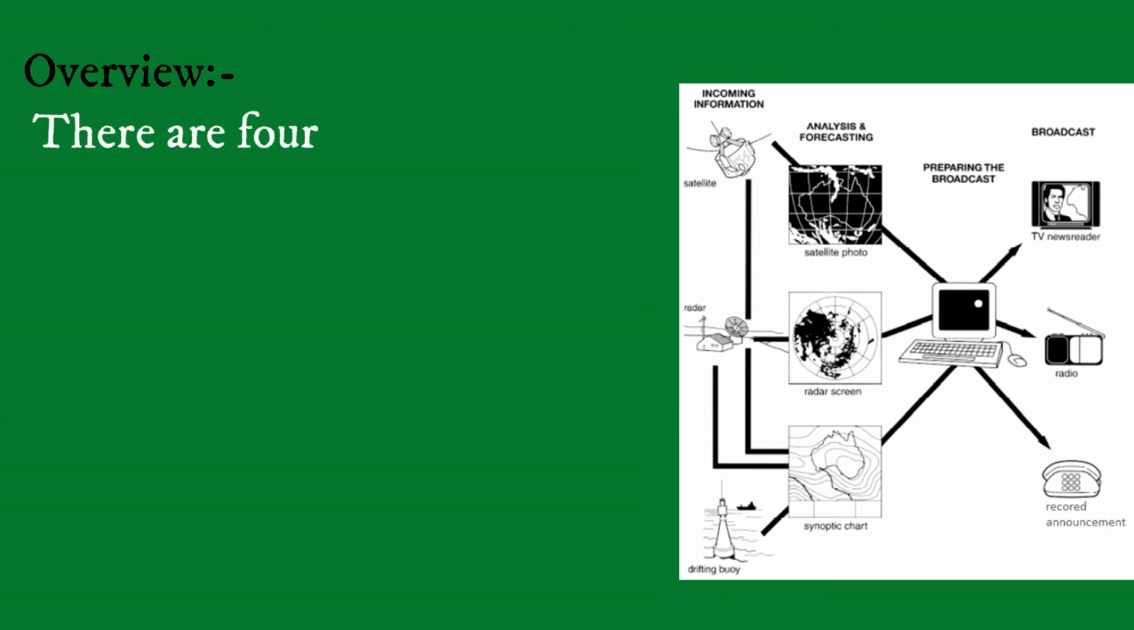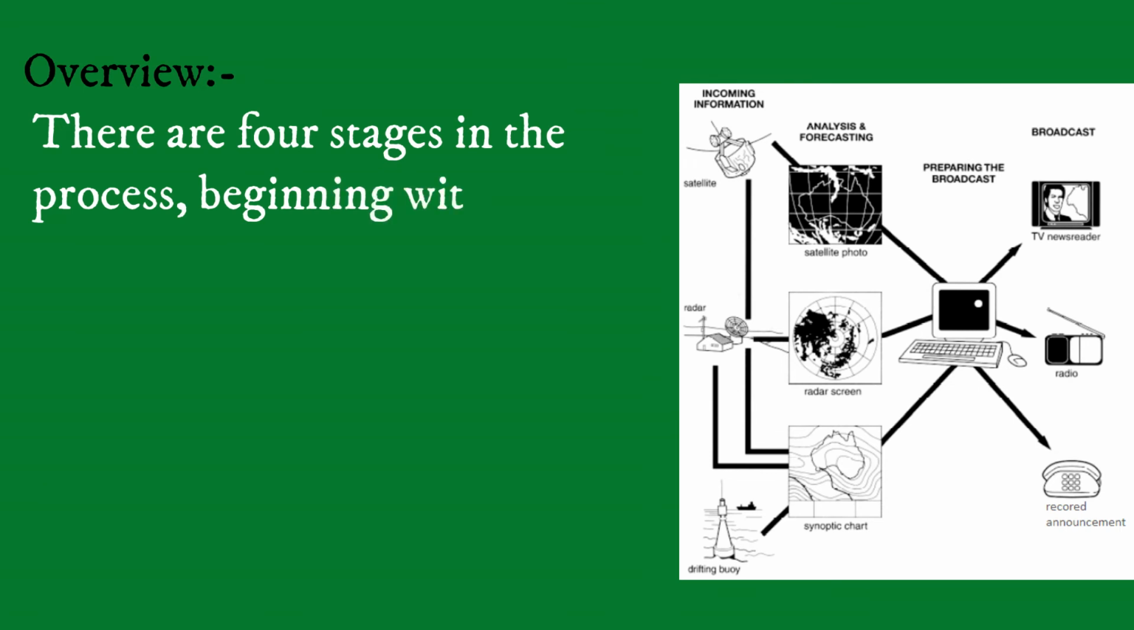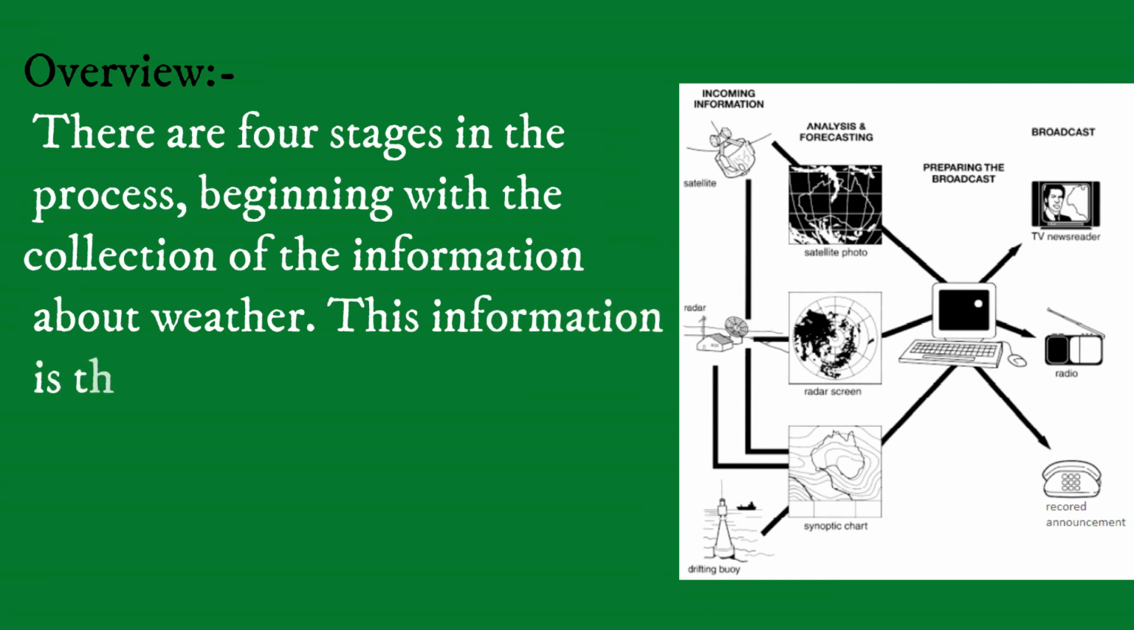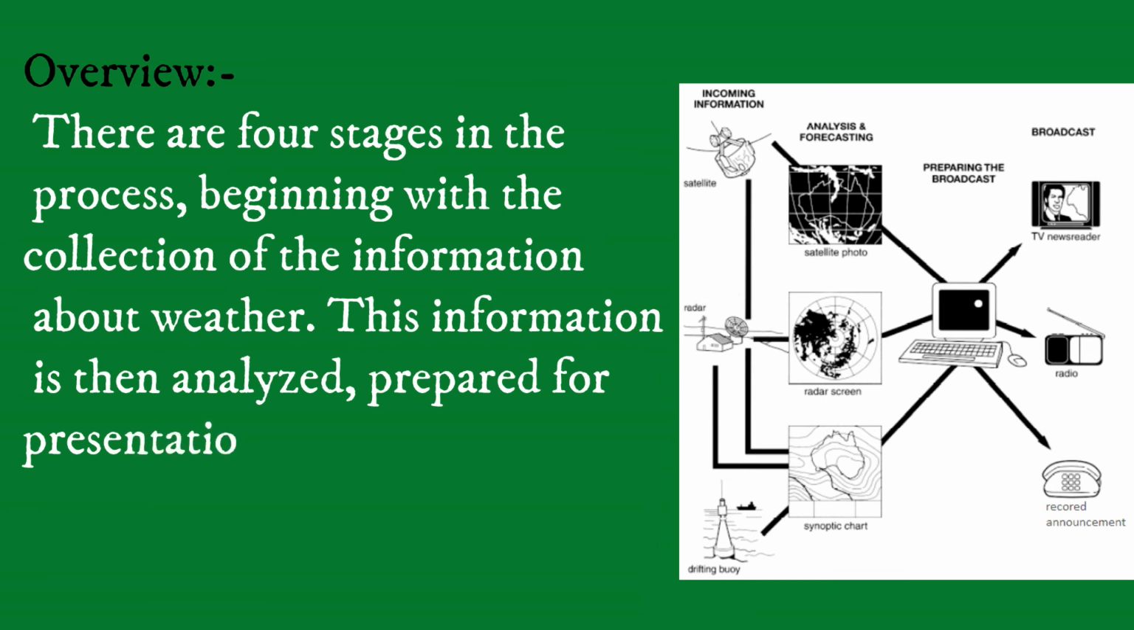All right. So the next step is the overview. In the overview, we should just summarize the whole process, what this process is all about. I recommend that you don't use any figures or numbers in the overview. You can just summarize the whole process diagram in this. So you can write, there are 4 main stages in the process, beginning with the collection of the information about the weather. This information is then analyzed, prepared for presentation, and finally broadcast to the public. So you can see that we have already summarized this whole process diagram.